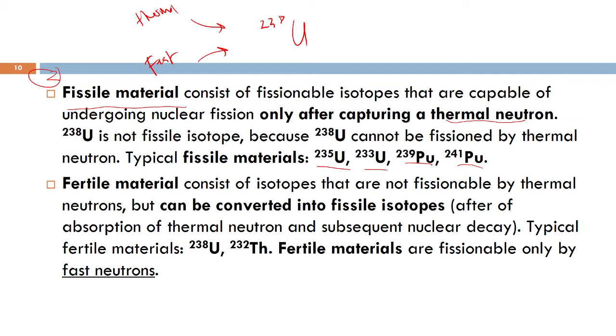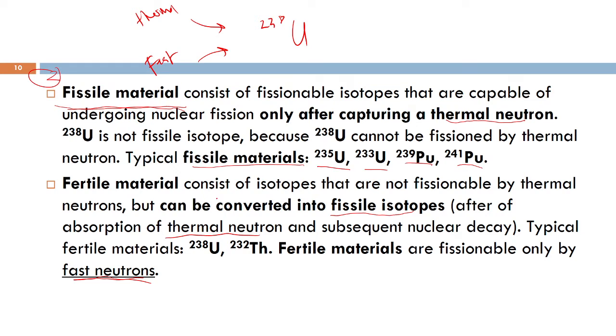So even if you have a fast neutron, which is the high energy neutron, you cannot make these fissile materials fission. And fertile, opposite to fissile, it is fertile. Fertile only fissions by fast neutron. But fertile will be converted to fissile by absorbing thermal neutron.